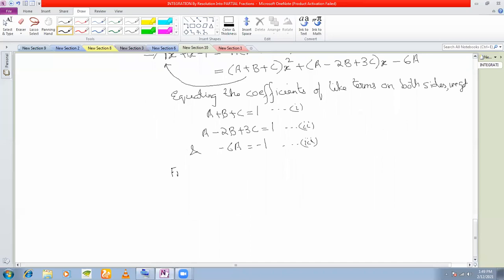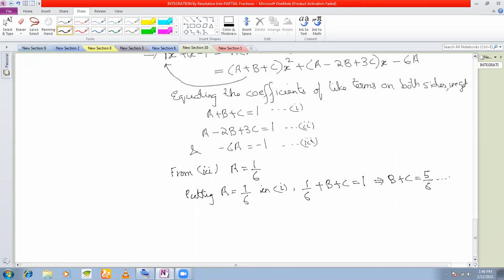So from 3, what do you get? From 3, you get a is equal to 1 by 6, isn't it? Putting a is equal to 1 by 6 in 1, what do you get? 1 by 6 plus b plus c is equal to 1. That means b plus c is equal to 1 minus 1 by 6, which is 5 by 6. Call it equation number 4.